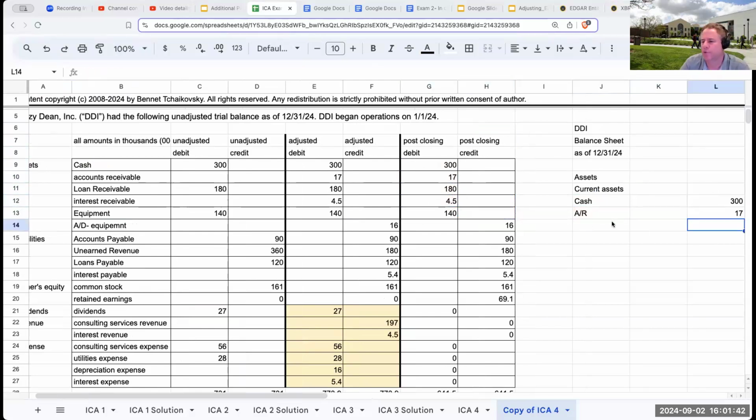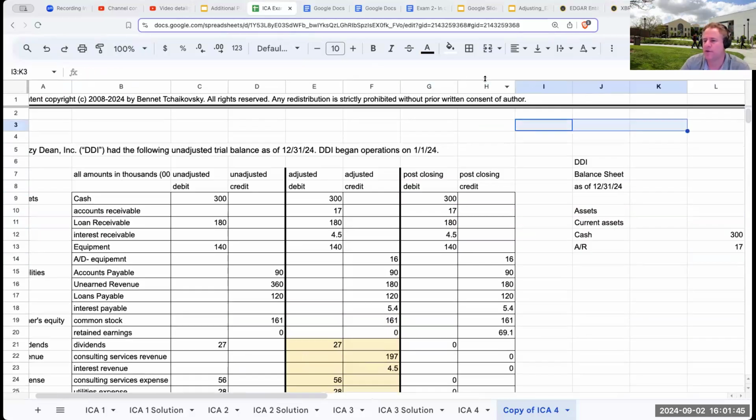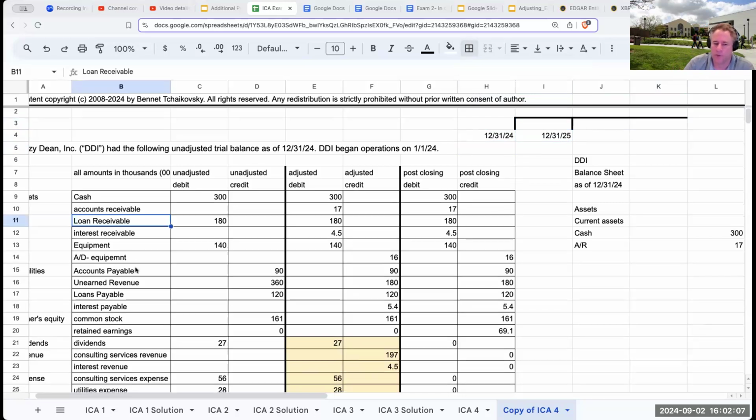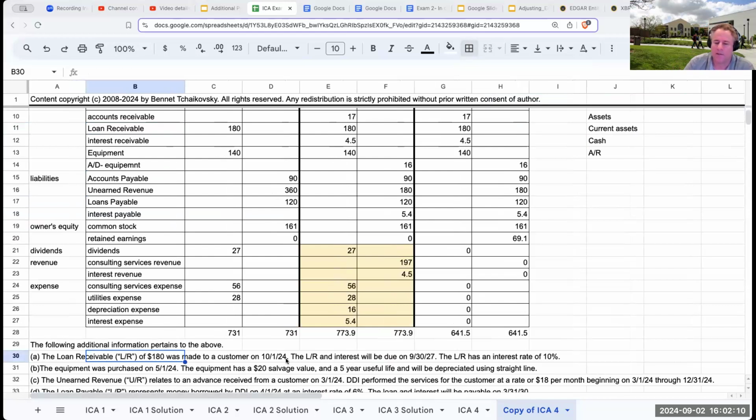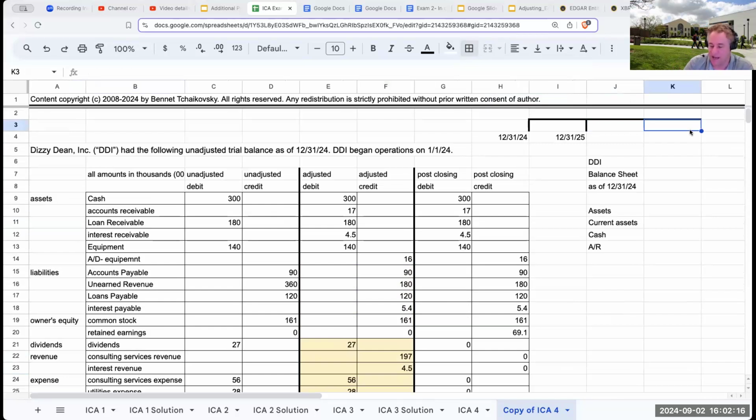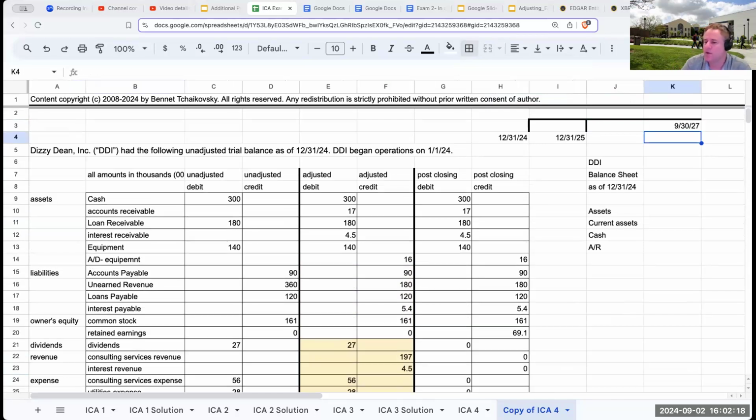What about the loan receivable? Remember, when we're going through and deciding whether something is going to be current or non-current, we're at 12/31/24. In order for something to be considered a current asset or a liability that we have to settle, it has to come due within the next year. When I look at the loan receivable, this is going to be received by us on 9/30/27, which is not until far in the future. So that is going to be a non-current asset.